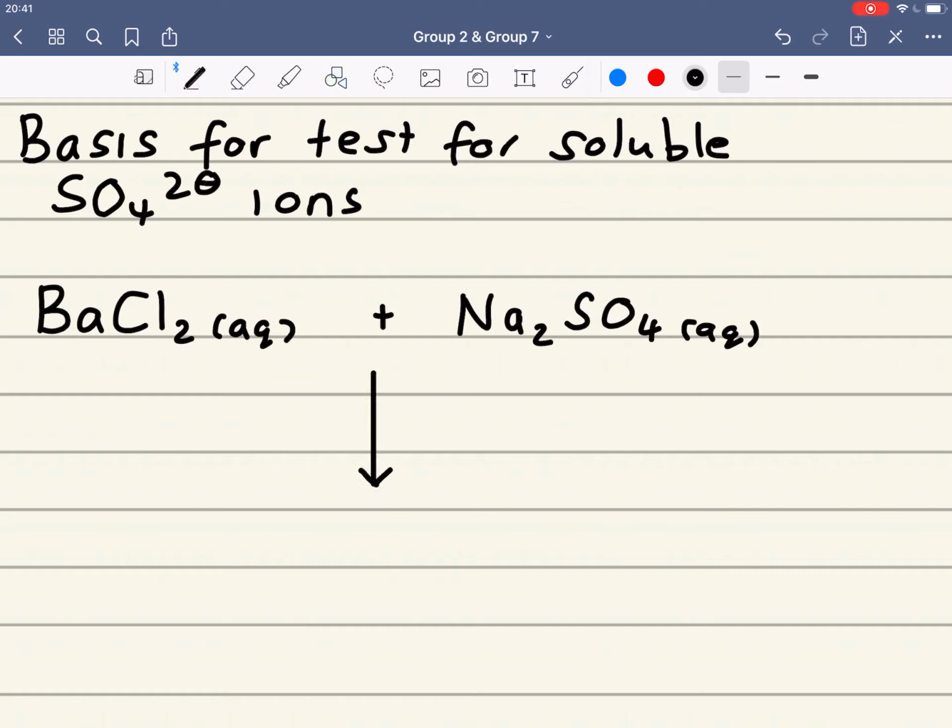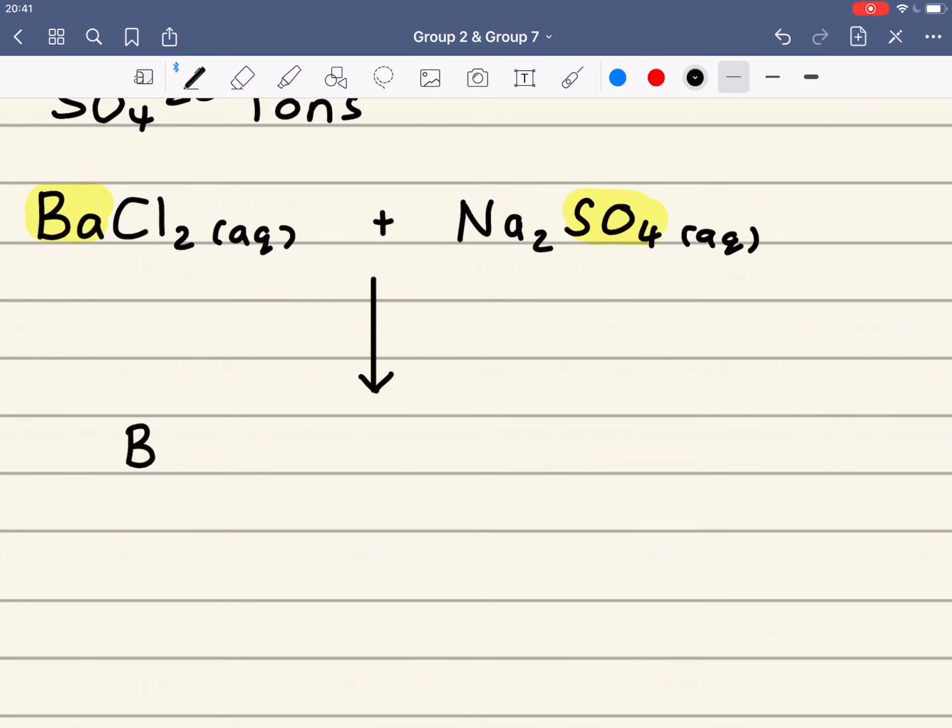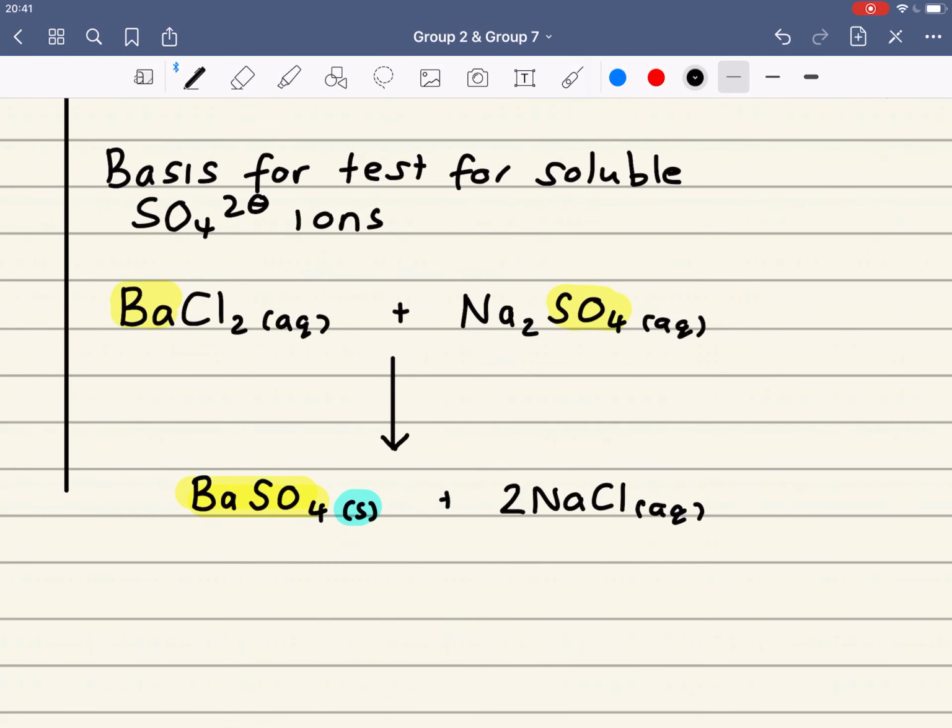Now, what happens here is once the barium ions in solution come in contact with the sulfate ions in solution, because the solubility decreases of these sulfates as you go down group 2, barium is at the very bottom of group 2, and barium sulfate is very insoluble. Therefore, you'd observe a white precipitate of barium sulfate, and therefore we express that as a solid. And we also get 2 NaCl.